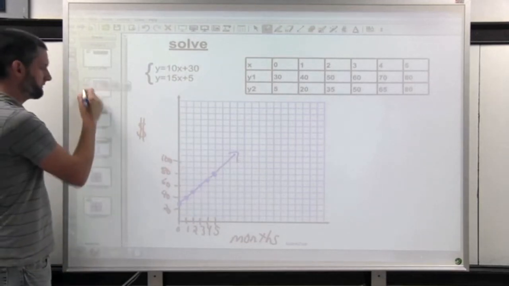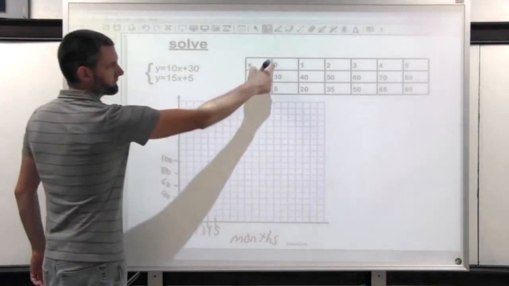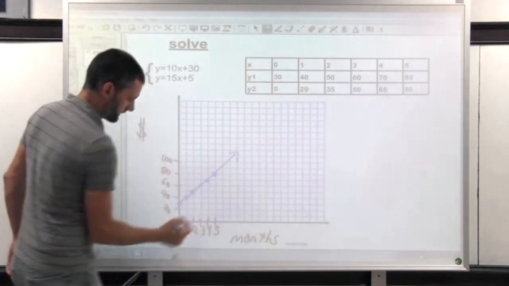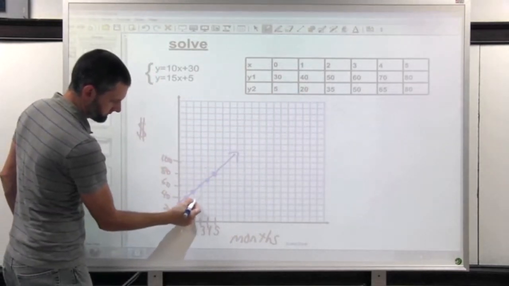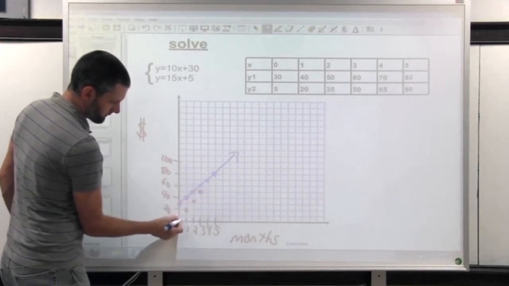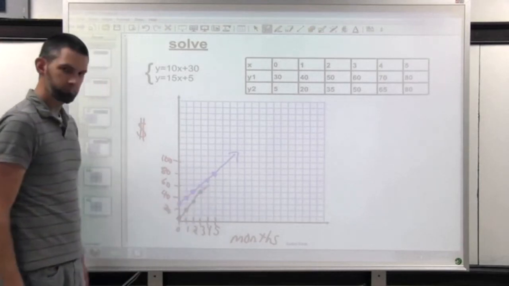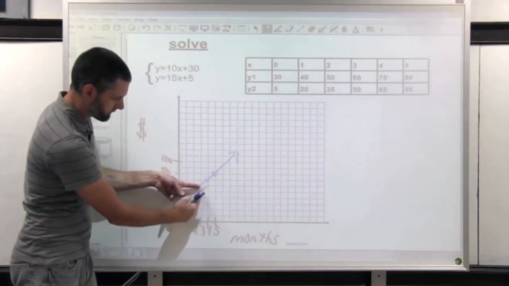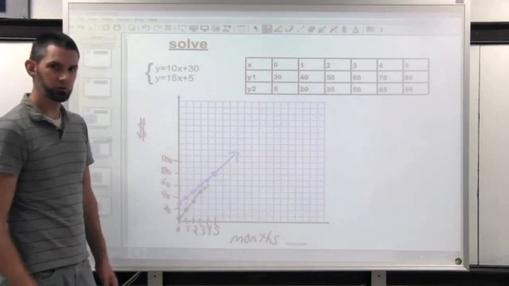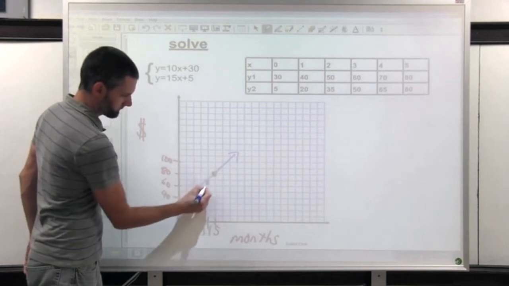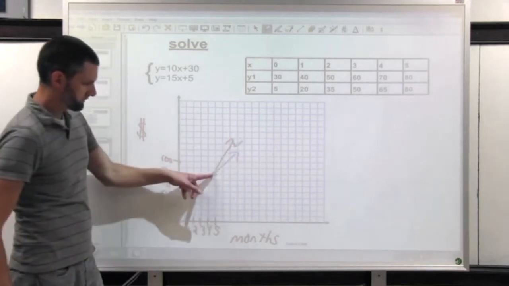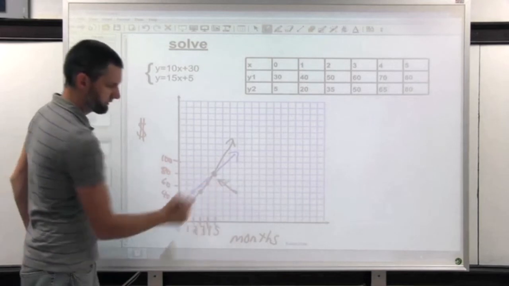Let's go ahead and graph the other equation now. 0 and 5, 1 and 20, and so on. And if we stop after a few points here, the two lines that we're graphing are actually getting closer together. Those values are getting closer. And if we keep going, we end up intersecting. These two lines intersect at a point right there.